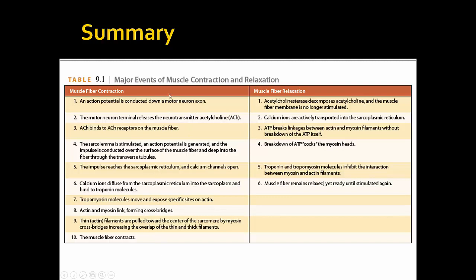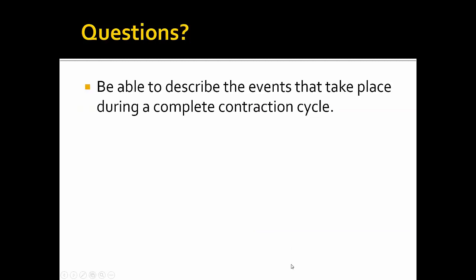They have 10 steps here, okay? I probably would think that there's a little bit more than that, but we will talk about them in class. And then, of course, relaxation as well. So you should be able to describe the events that take place during a complete contraction cycle, from initiation of the nerve impulse all the way through to relaxing the muscle.